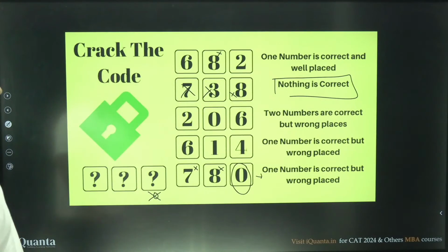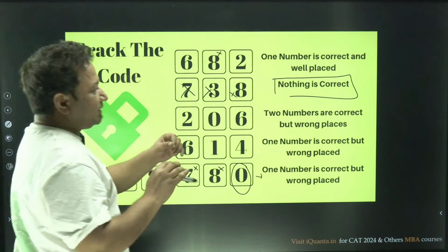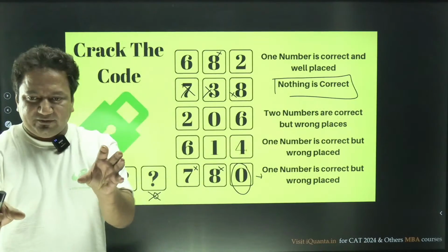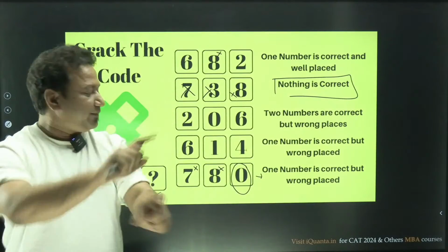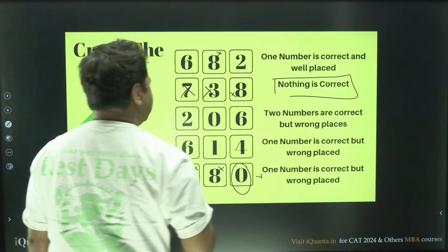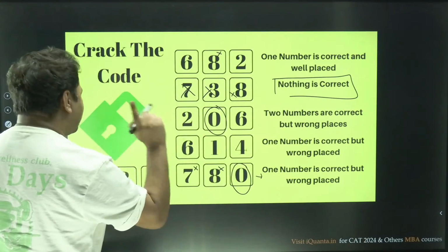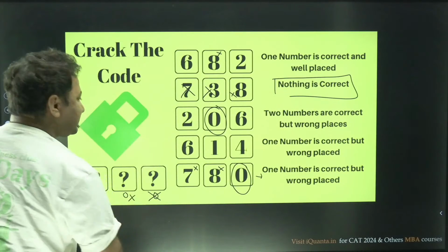What else? Third statement. Wherever we have 0, we'll start with that now. Basically it is a connection. Whatever you get definite, from that we move to the other step. Where do we have 0? Okay, we have 0 over here. Two numbers are correct but wrong places. 0 is correct, that is for sure, and it is at the wrong place. 0 cannot be in second place. We are sure about that.